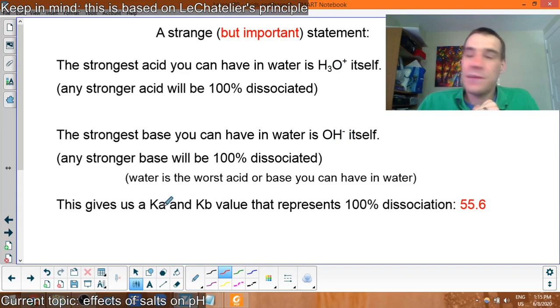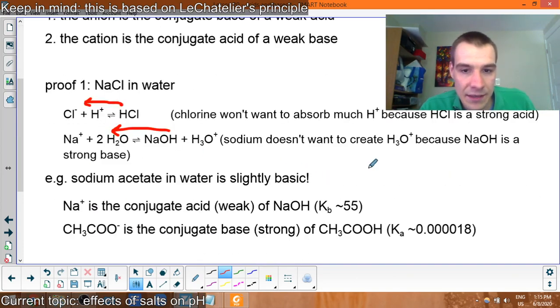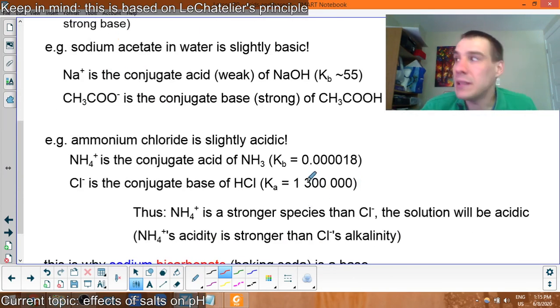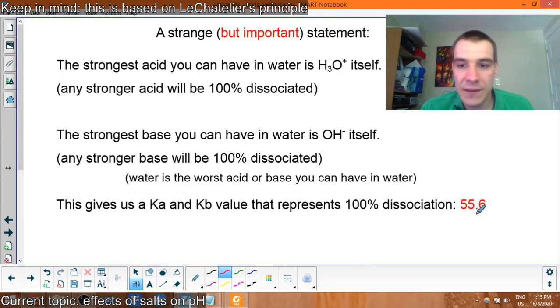Which tells us that if the Ka of an acid is bigger than 55.6, I can explain where the 55.6 comes from, it's the molarity of water itself, then it's going to be fully dissociated. So HCl, being about 1.3 million, is way bigger than 55.6. We can assume that it's fully dissociated. It is fully H3O+. Same thing with NaOH.